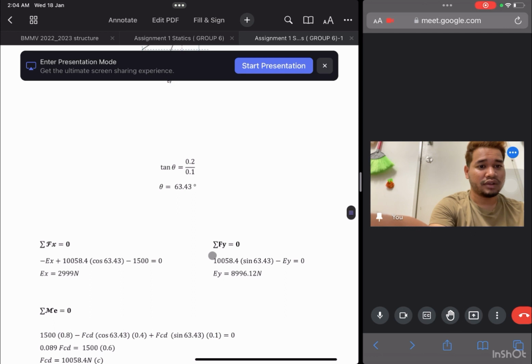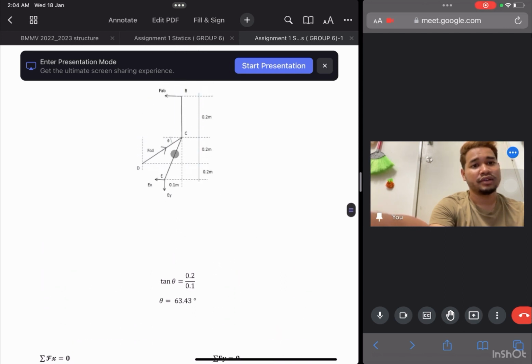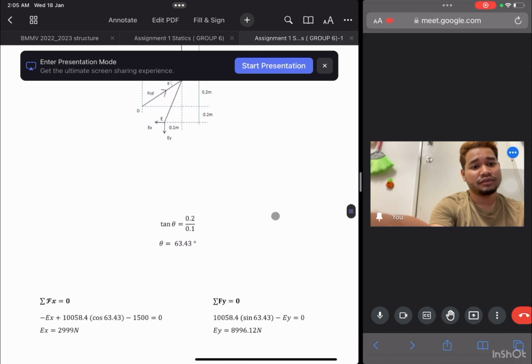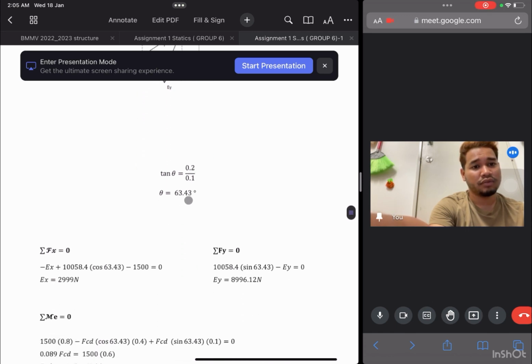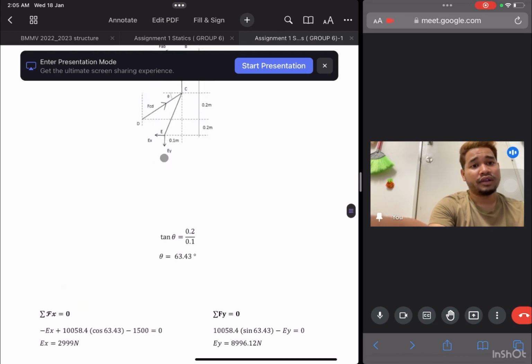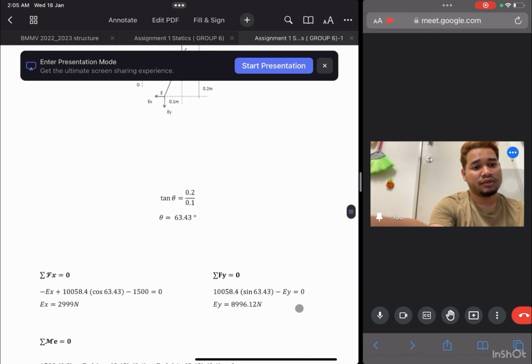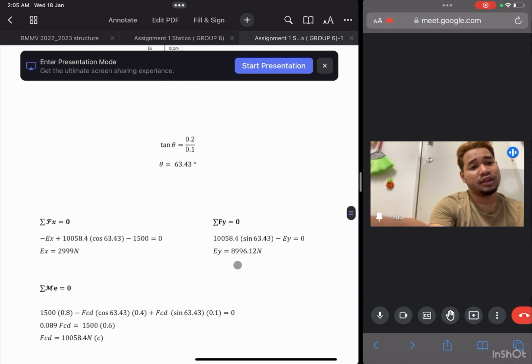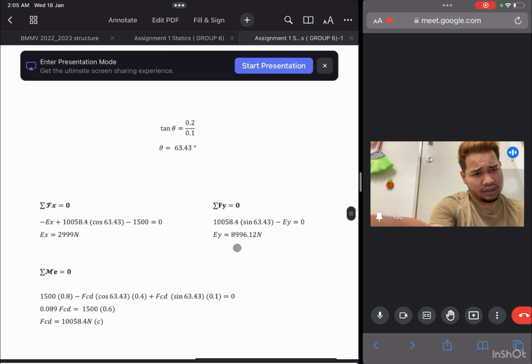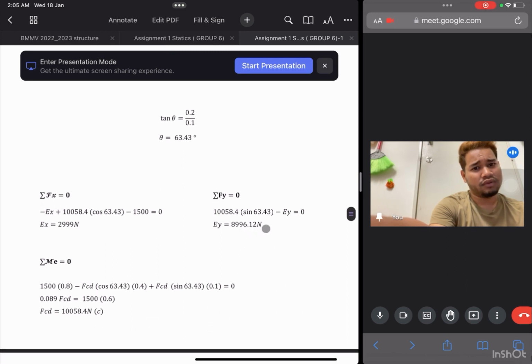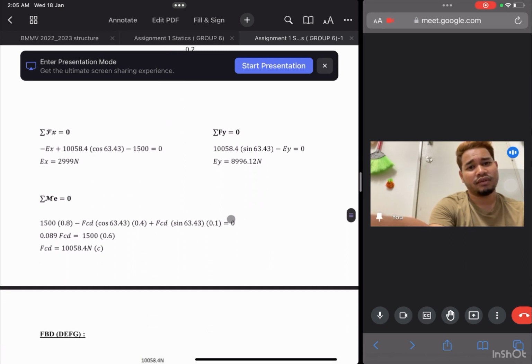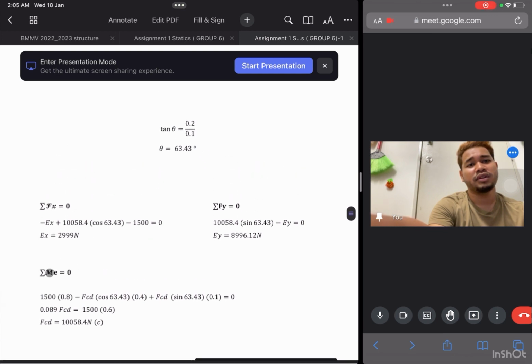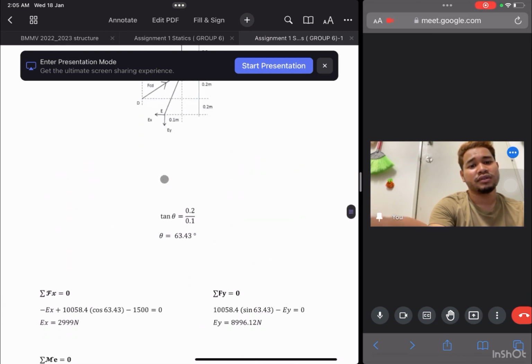So we got the 1,058.4 sine 63.43 minus EY, because it is downward, equals 0. So we got the EY is 96.12 Newton. And then we take the moment at the point E, this one.